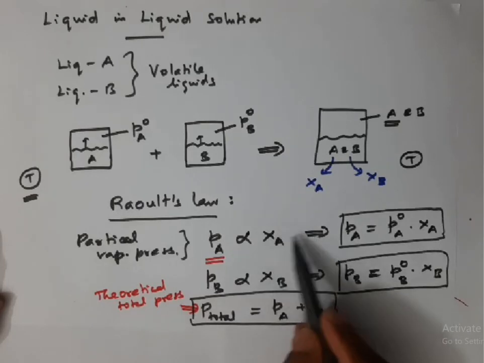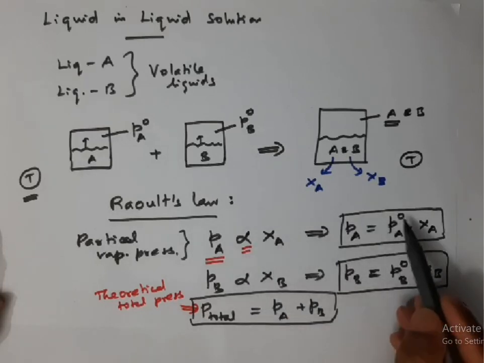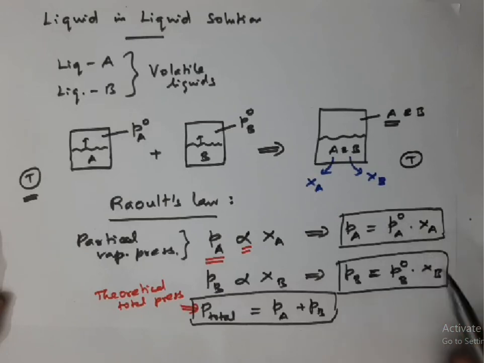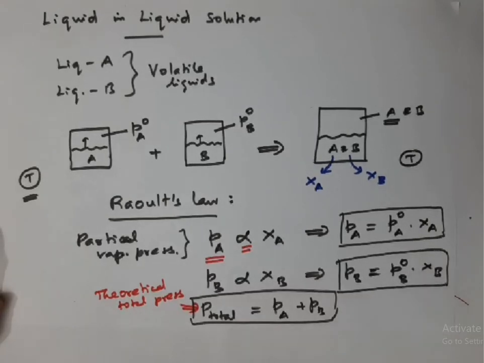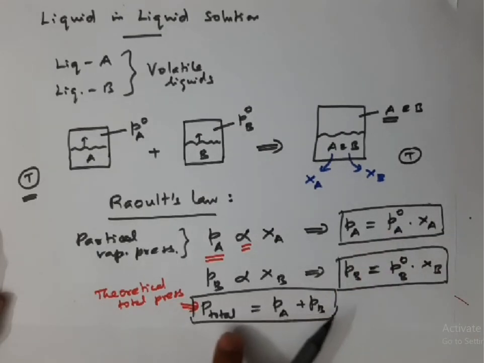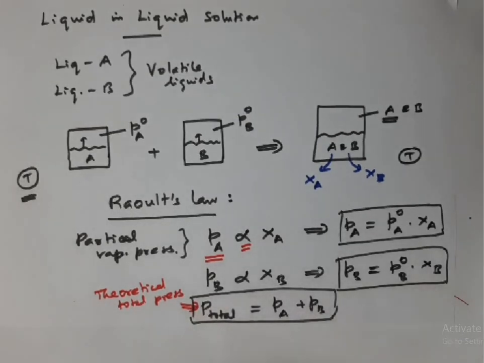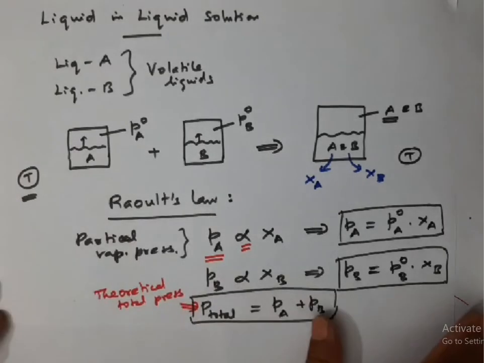If we convert proportionality into equality, we should introduce a constant. That constant is nothing but vapor pressure of pure A. Similarly, this is vapor pressure of pure B. So if you calculate the partial vapor pressure of A and partial vapor pressure of B using Raoult's law, and if you add the two, you will get total vapor pressure. This total vapor pressure is the theoretical total vapor pressure. Let me tell you another important point here.